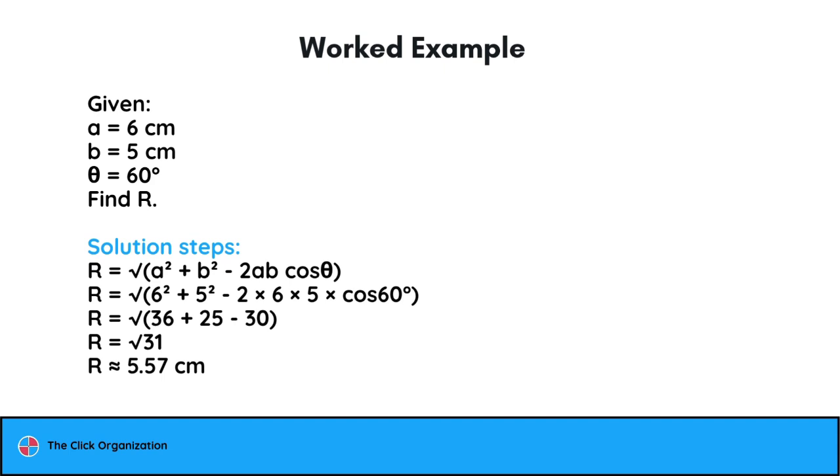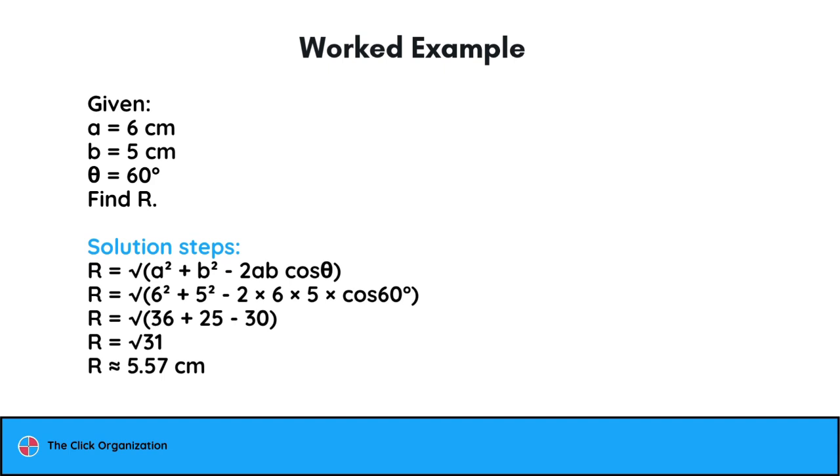And here is a worked example. Suppose vector A has a magnitude of 6 centimeters, vector B has a magnitude of 5 centimeters, and the angle between them is 60 degrees. And here, we must find the resultant, or R. So here are the solution steps.